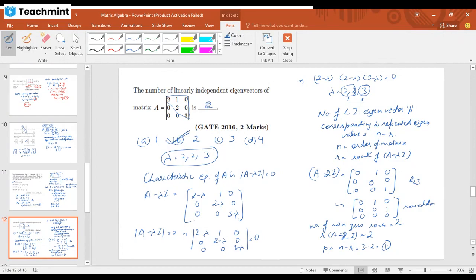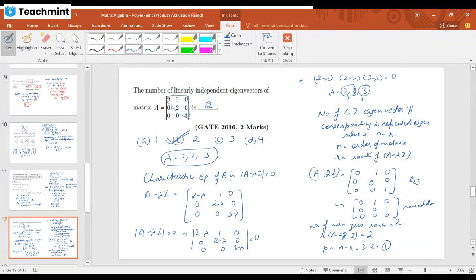Otherwise, the simple rule is that corresponding to distinct eigenvalues, we have linearly independent eigenvectors. It means if all the eigenvalues are distinct, say here the eigenvalue is 2, here I can consider 1, then 2, 1, 3, all the eigenvalues are distinct, then it has 3 linearly independent eigenvectors.